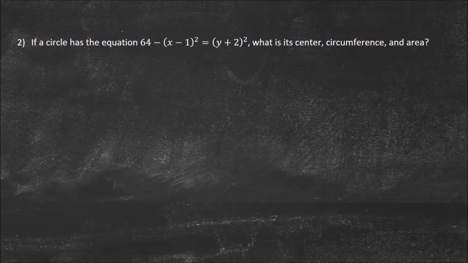So now if a circle has the equation 64 equals (x minus 1) squared plus (y plus 2) squared, what is the center, circumference, and area? So this is a good problem. This is challenging. You want to make sure that you really understand the formula for a circle. And remember that it's (x minus h) squared plus (y minus k) squared equals r squared.